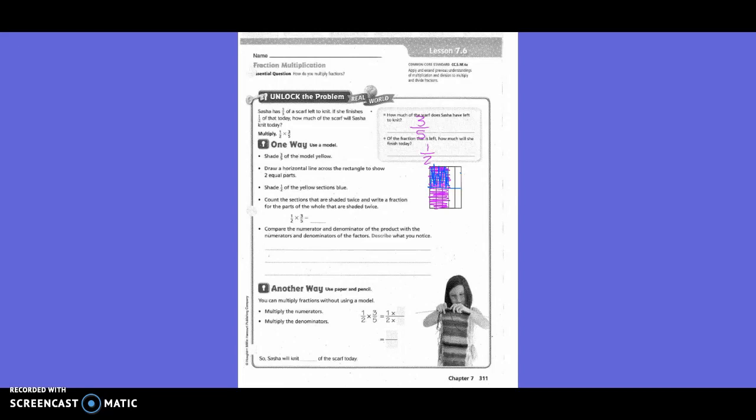Count the sections that are shaded twice and write a fraction for the parts of the whole that are shaded twice. So, how many are shaded twice? 3. And then how many total pieces did we have here? 10. So 3/10. Compare the numerator and denominator of the product with the numerators and denominators of the factors. Describe what you noticed. They multiplied both factors in the numerator and got 3. Then they multiplied both factors in the denominator and got 10.